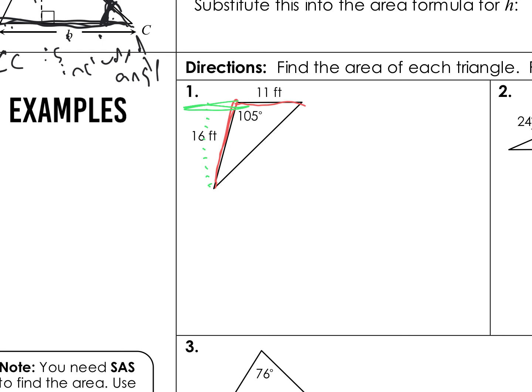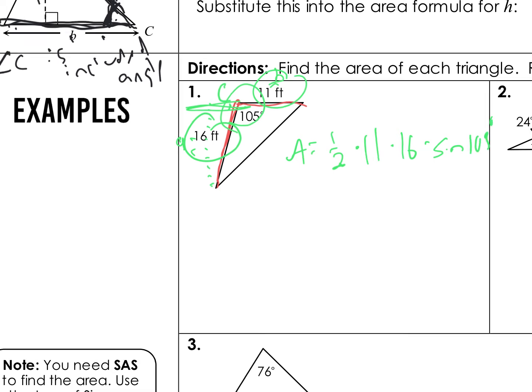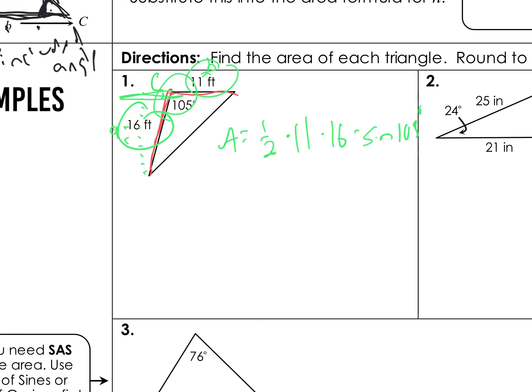But good news, I don't care. I can call this A, I can call this B, I can call this angle C. It's included in A and B. So area will be 1/2 times 11 times 16 times the sine of the angle that I know, a 105-degree angle. Piece of cake. Just key it in and give me your approximate area. I can't wait to hear the answers.